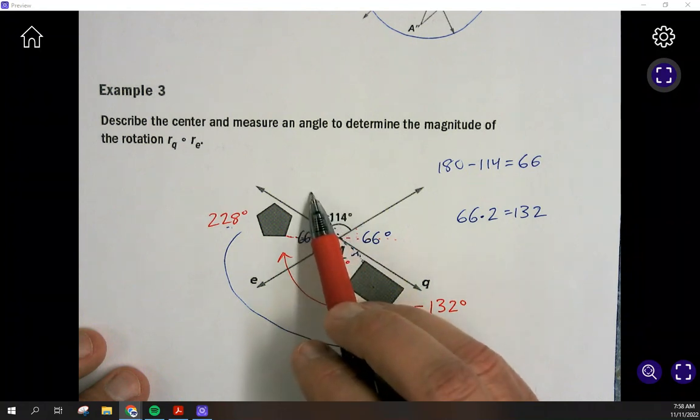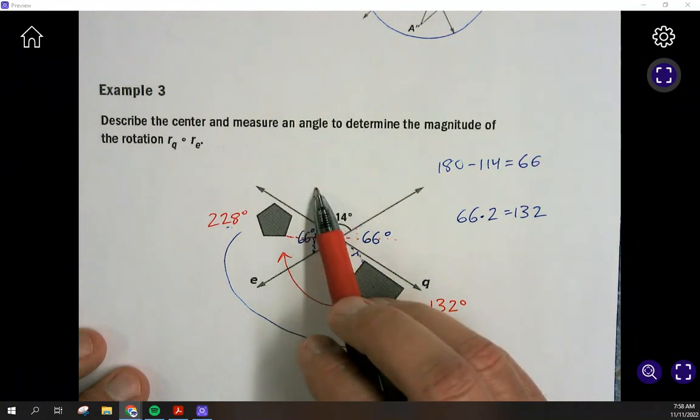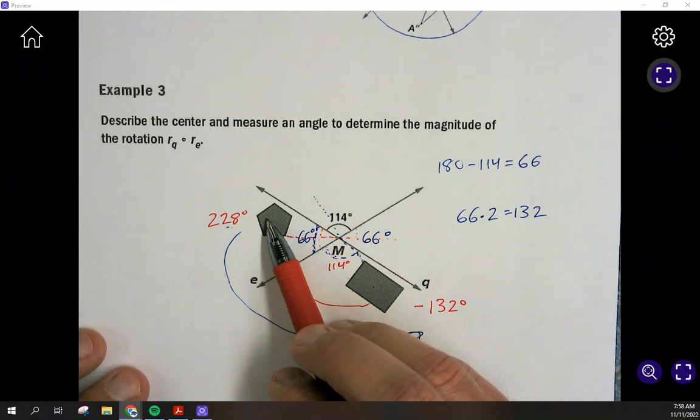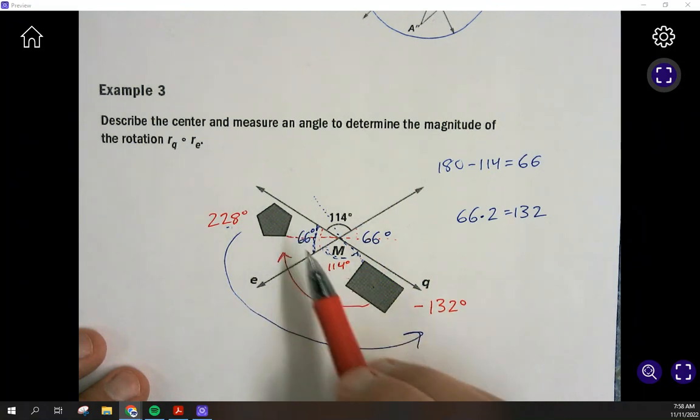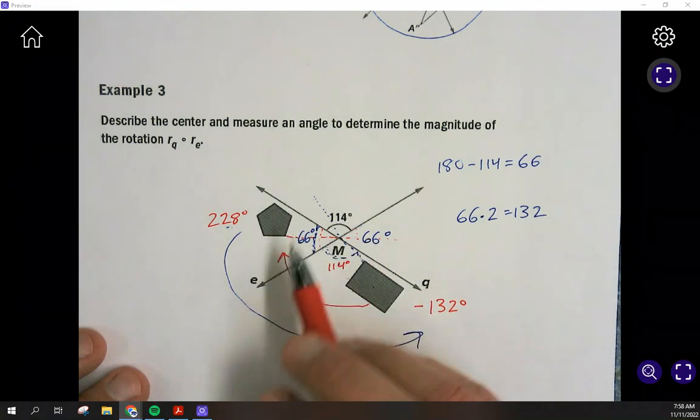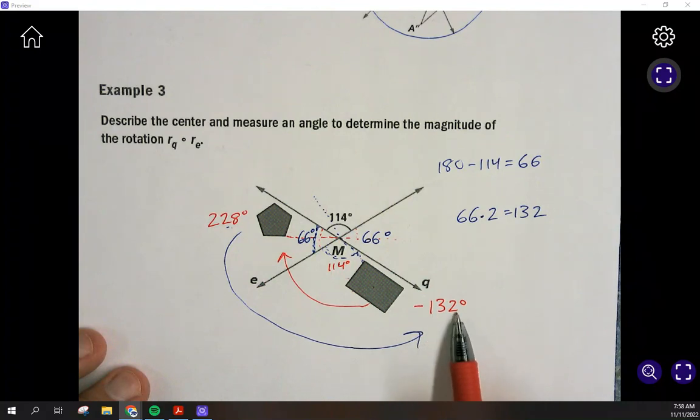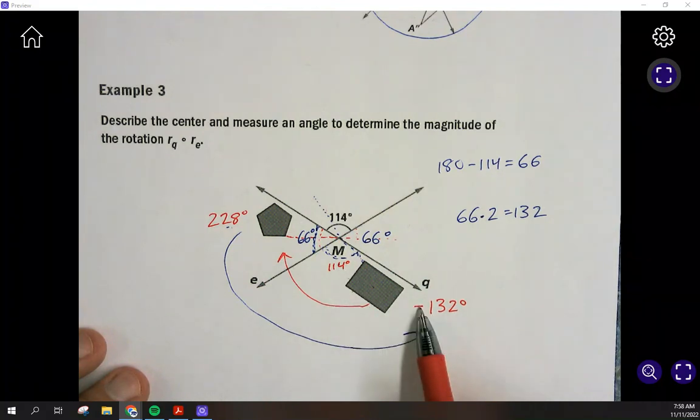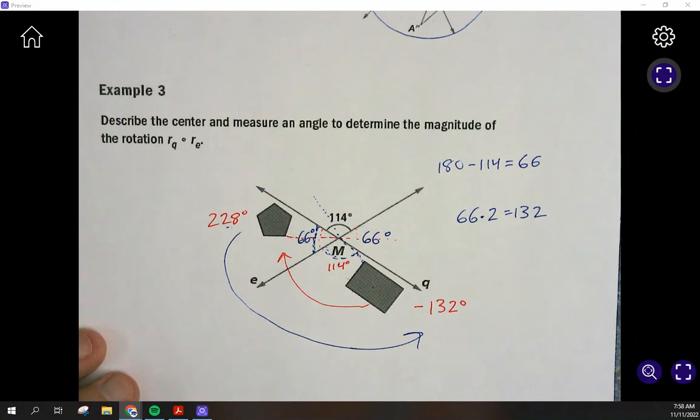Again, less than 180. 180 would put it over here. But since we're reflecting over E and then over Q, it's going to be a total rotation around center M of less than 180. So it's going to be 132 degrees. And again, negative because we are going clockwise.